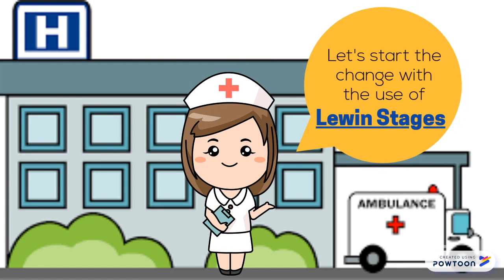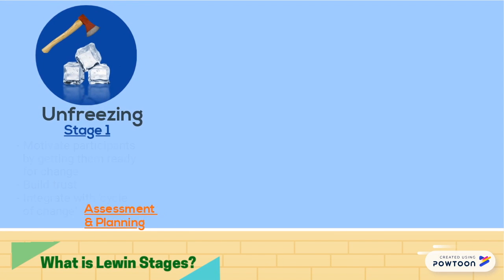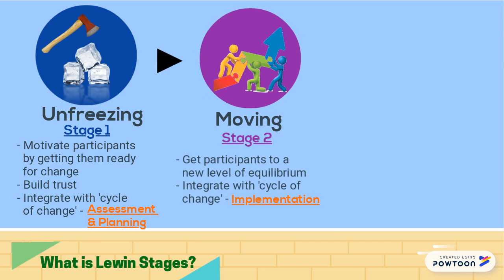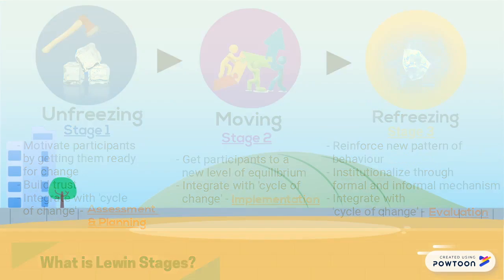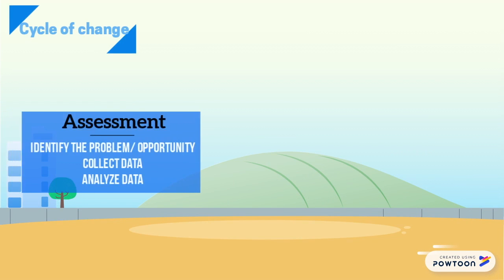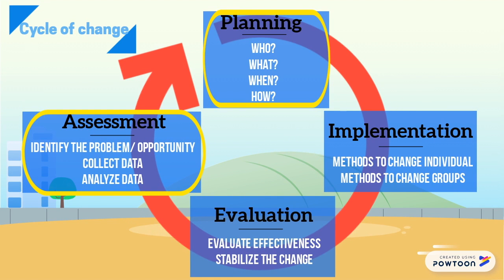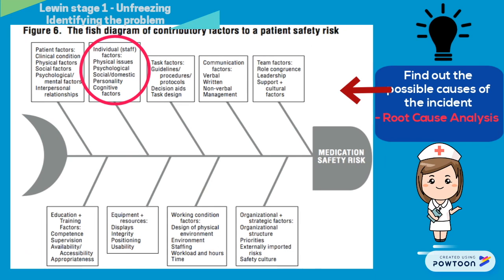Let's start the change with the use of Lewin's stages. Lewin's stages consist of 3 stages including unfreezing, moving, and refreezing. And we integrate these stages with the cycle of change, which starts with assessment, planning, implementation and evaluation. In order to find out the possible causes of the incident, root cause analysis is used.